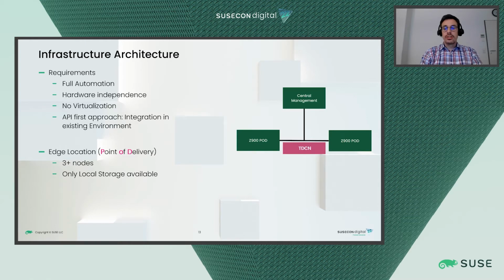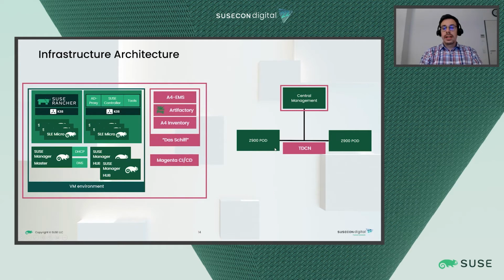The edge location consists of at least 3 nodes, and only the SSDs of the servers are available as storage. But let's take a look at the components in central management. Contrary to the requirement, it was decided to virtualize the central components and rely on hardware installations for the edge locations. We decided to use the lightweight SLE Micro operating system, which is resource efficient and offers significant security advantages due to its immutability.